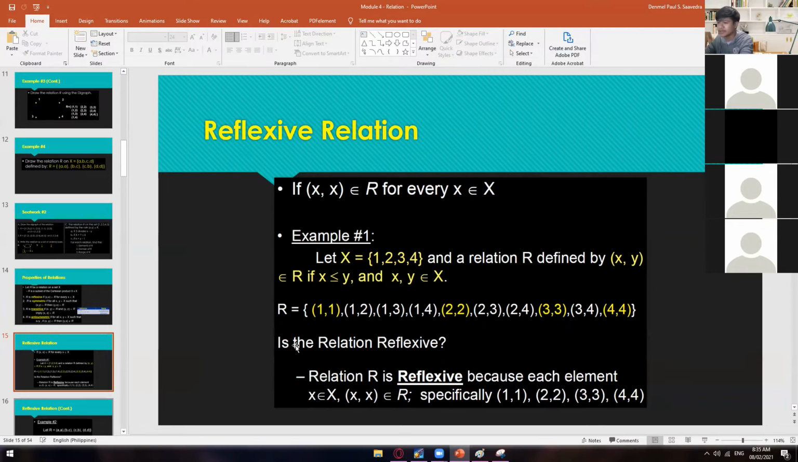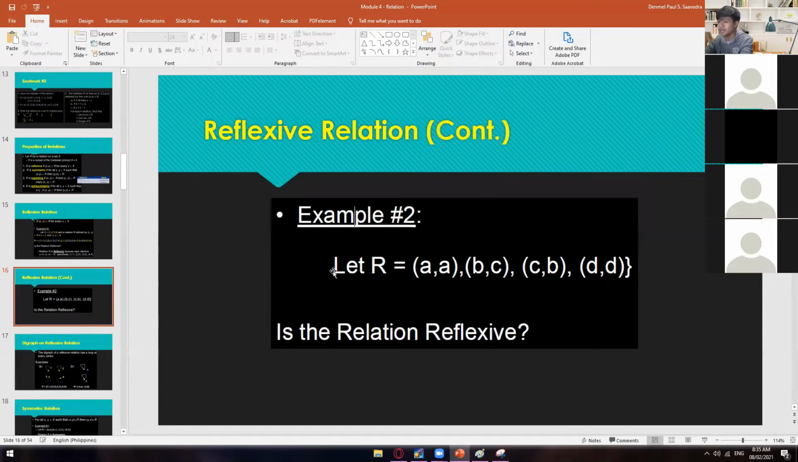So the question is, is the relation reflexive? Relation R is reflexive because for each element x, the pair x, x is an element of R. Specifically 1, 1, 2, 2, 3, 3, and then 4, 4. Did you get this so far? Yes, sir. Okay, this one is very straightforward. If it's reflexive, it should reflect its own element.